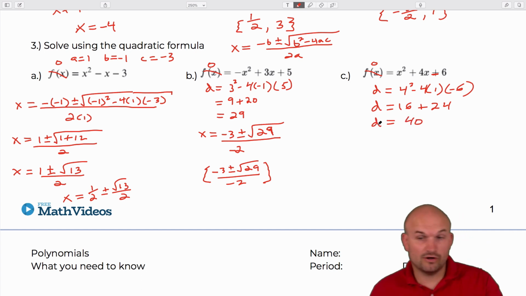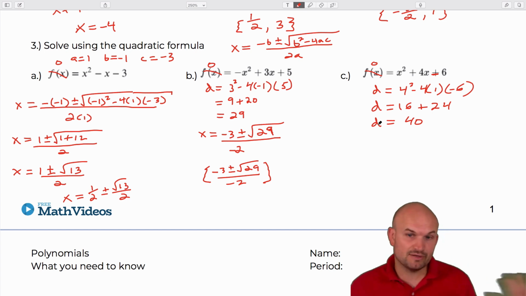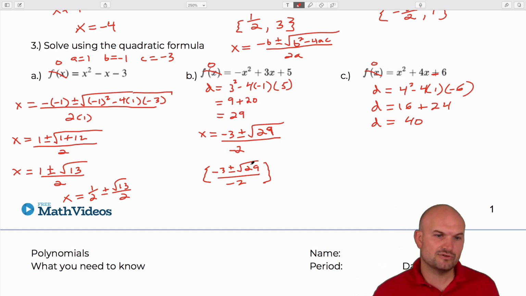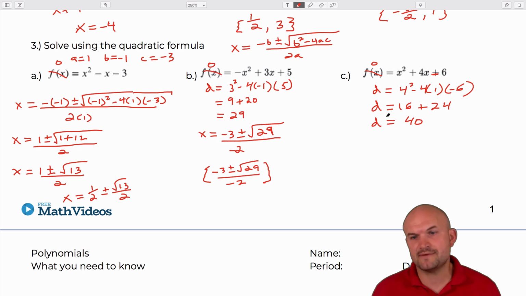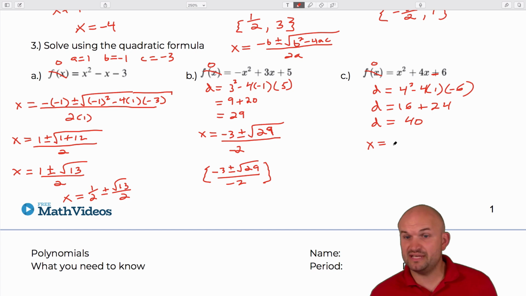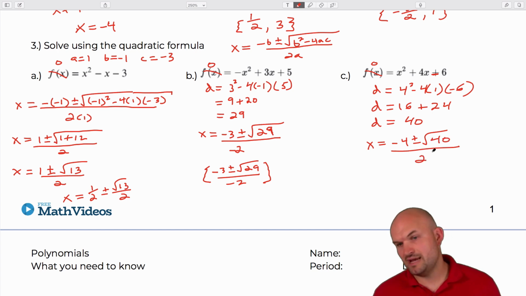So now we know that that is not a square number, but it is something we're going to need to simplify, whereas these two solutions, I couldn't simplify that. So now we'll go ahead and work on it. Let's go ahead and we'll have x is equal to the opposite of b, which is negative 4, plus or minus the square root of 40 divided by 2 times a, which is 1.